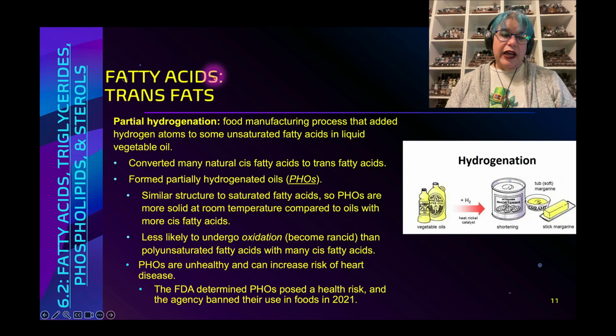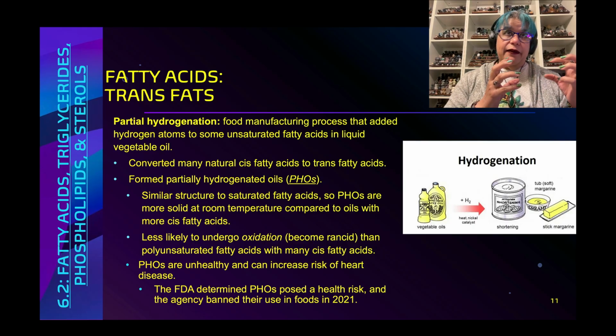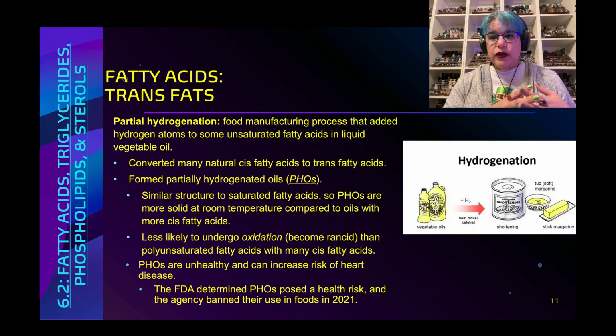Now, partial hydrogenation. Food manufacturing processes that add hydrogen atoms to some unsaturated fatty acids in liquid vegetable oil converted many natural cis, or bucket shape, to trans fatty acids. They formed partially hydrogenated oils, or PHOs. With a similar structure to a saturated fatty acid, PHOs are more solid at room temperature compared to the oils with the cis configuration. So we're talking about taking something that would normally be in liquid form at room temperature and turning it into something more solid.